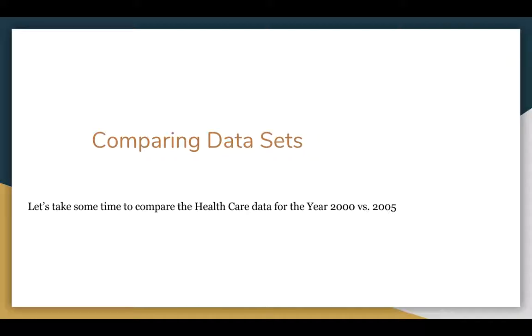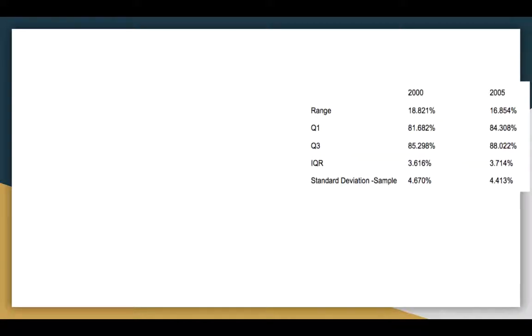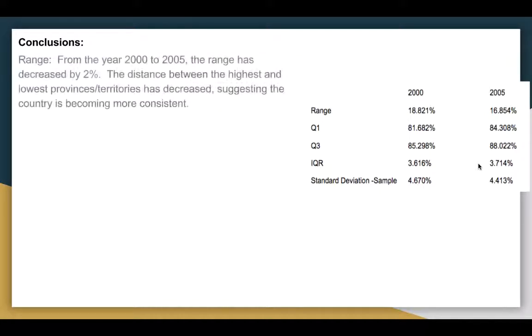So we're going to look at the healthcare data for the years 2000 and 2005. These are the actual measures. We'll look at how we calculate them in the next video. A couple conclusions: the range actually decreased from the year 2000 to the year 2005, and what that means is it's slightly more consistent in the year 2005. Remember that this is the percentage of people that ranked healthcare as good or excellent across the country, and each one of these data points represents each province or territory.